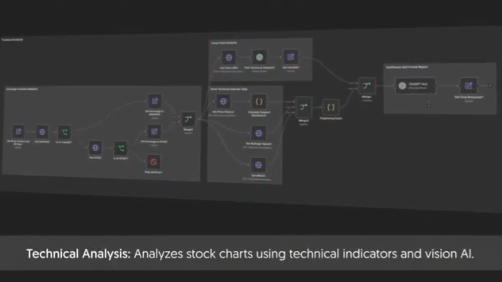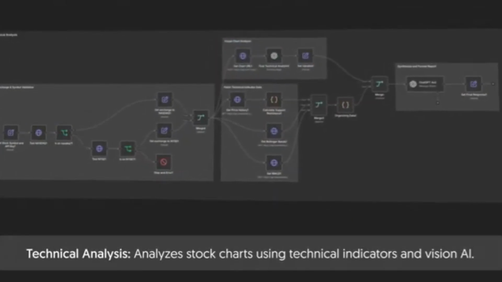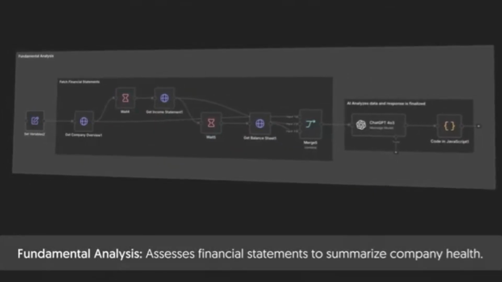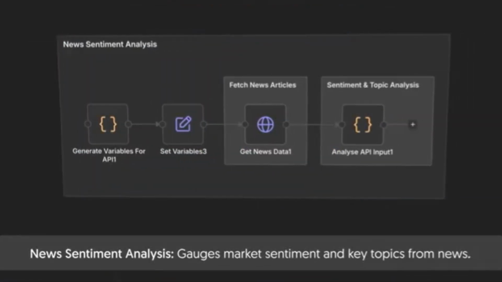N8N also has something called the AI Assistant. It's a helper that builds those automations for you. You type what you want in plain English, it builds the workflow, it tests it, it fixes it if something breaks. That part already existed.